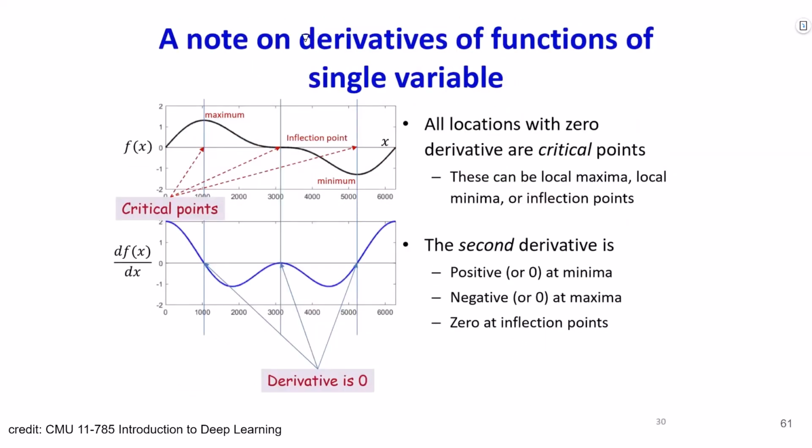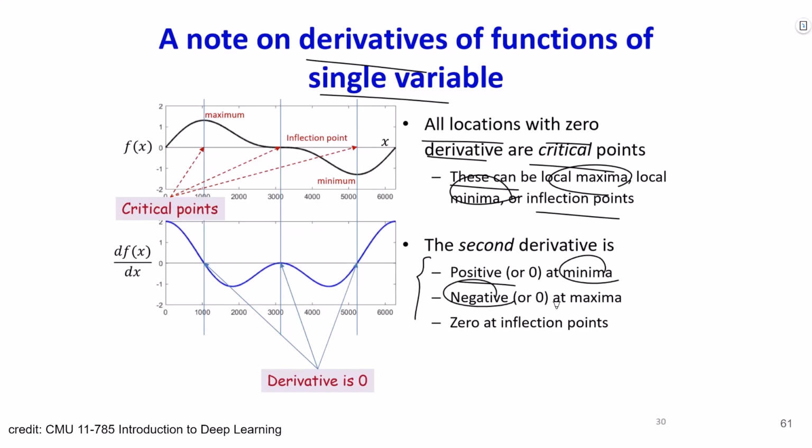And a note on derivatives of a function of a single variable. All locations with zero derivatives are critical points. These can be local maxima or minima or inflection points. Therefore, you need to check the second derivatives. If it is positive, then it is minima. If it is negative, then it is maxima. 0 means inflection points.